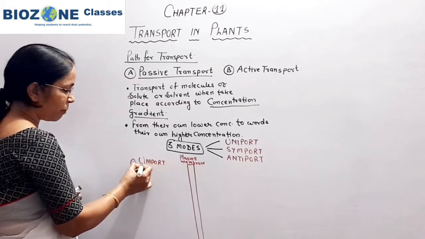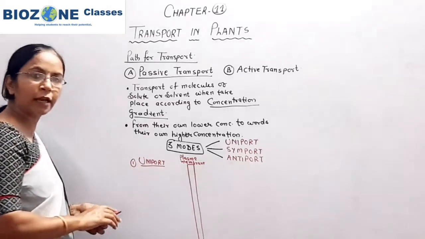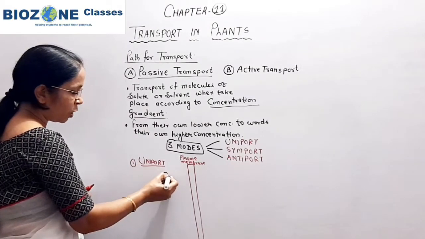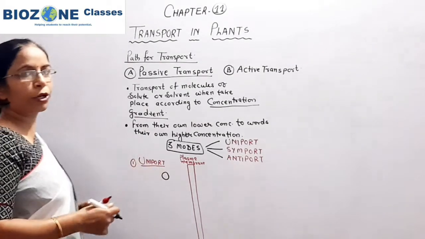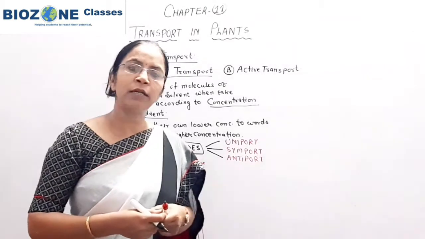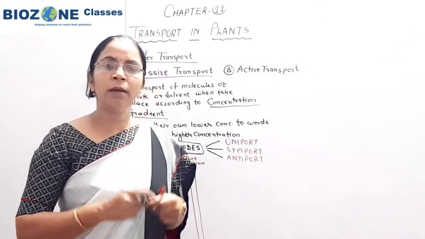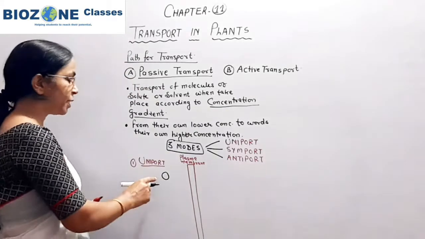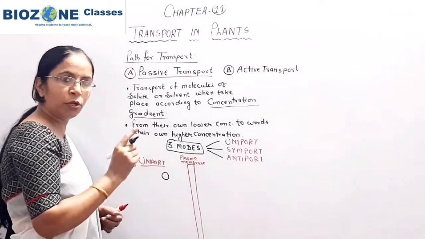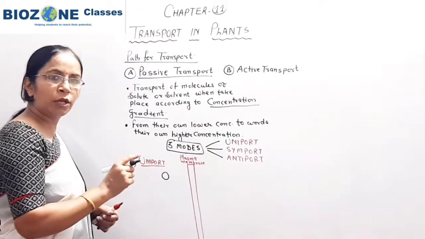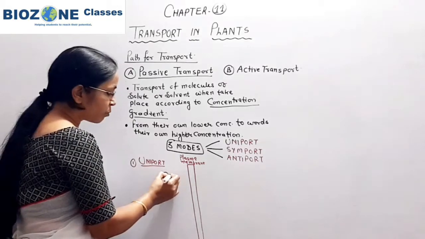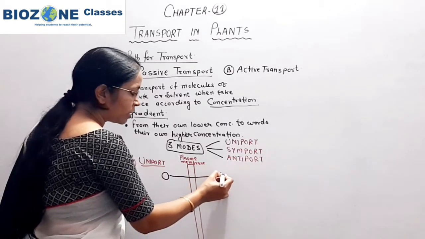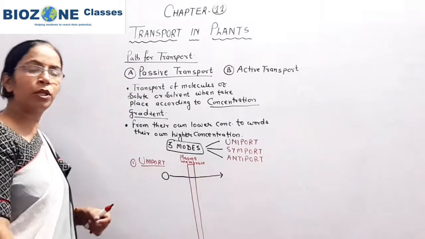Uniport, when we come to the diagram illustration, means one molecule, either a molecule of water, of any gas, or of any solvent. But that molecule is always transported singly. Uni means single. So one molecule is transported, and this single molecule is transported in a single direction throughout.